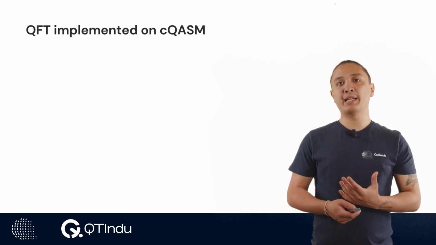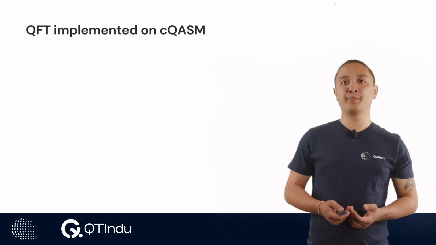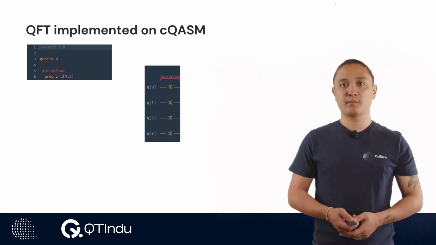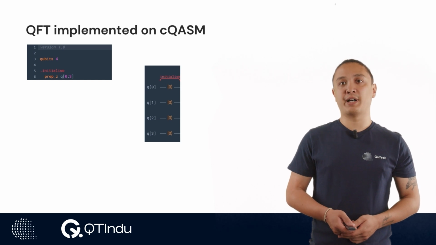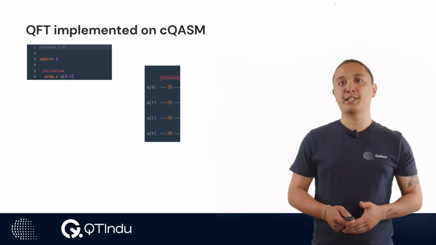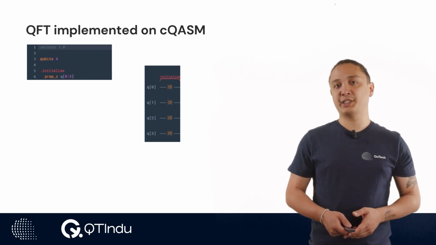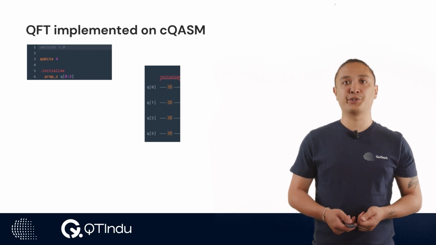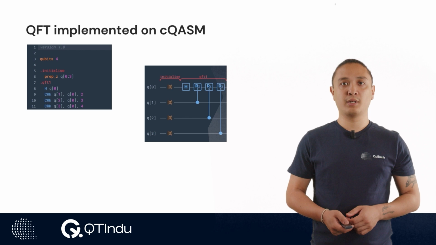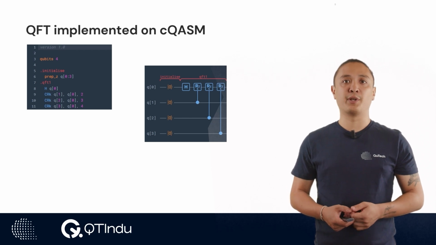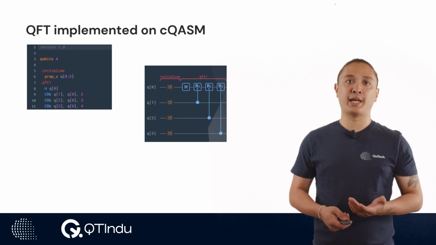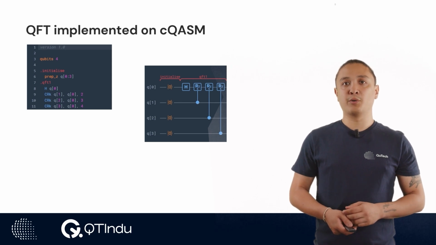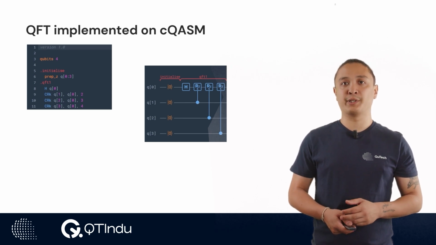Now, we will combine everything together to see how we can implement the QFT algorithm with CCASM. First, we must specify the number of qubits. In this case, we will use 4 and initialize all of them. Here, I created a subcircuit for this portion of the circuit. Then we will perform the first block of gates, which again I will create a subcircuit called QFT1. We start off with a Hadamard on the first qubit.